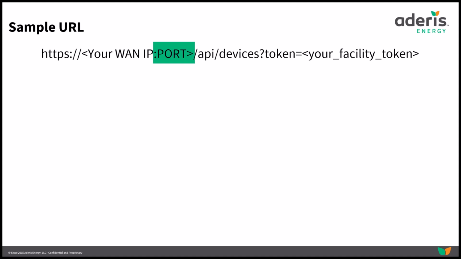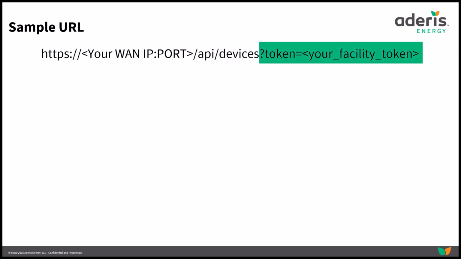used for another purpose. The next part is the path. This part of the URL indicates the specific resource or endpoint being accessed on the server. In this case, /API/devices refers to the devices resource within the API directory.